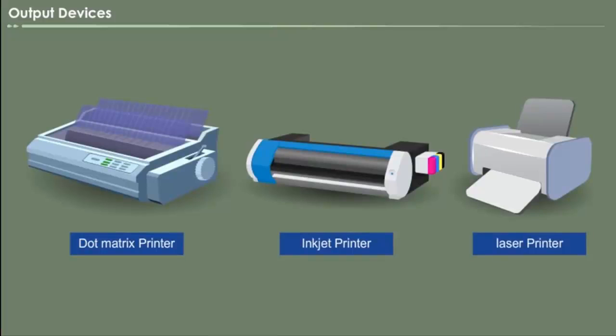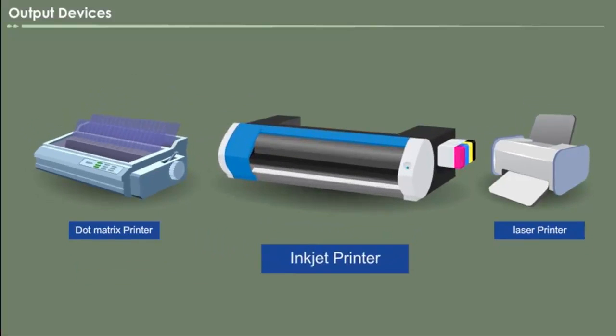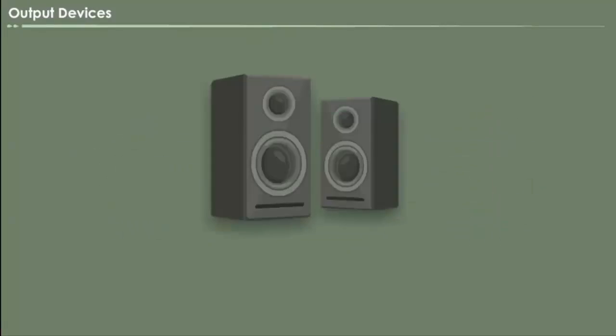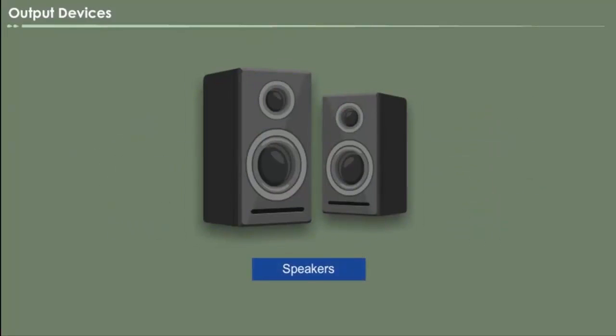Printers. The printer takes the information on your screen and transfers it to paper, or a hard copy. Three types of printer are used commonly, that are dot matrix, inkjet, and laser. Speakers. They receive audio input from the computer's sound card and produce audio output in the form of sound waves.